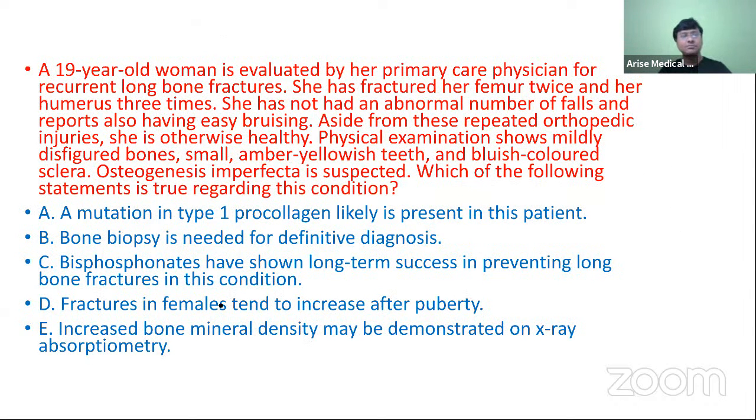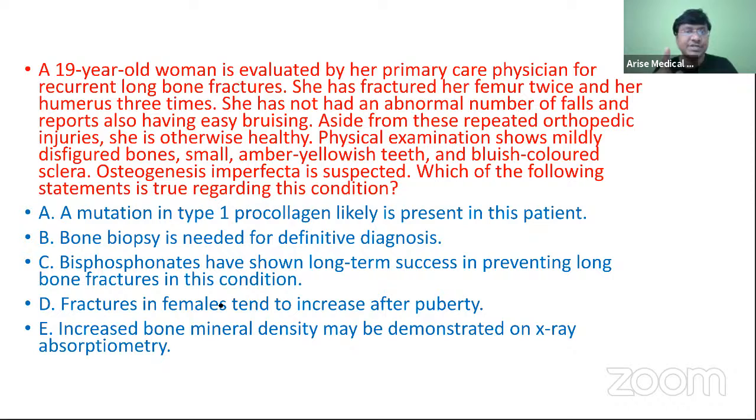So you see this question: a 19-year-old woman with recurrent long bone fractures. Femur fractured twice, humerus fractured thrice. And the other important thing is physical examination shows mildly disfigured bones, yellow colored teeth, blue colored sclera. So the presence of blue sclera, yellow teeth, and recurrent fractures tells you it is a case of osteogenesis imperfecta. And how do you diagnose osteogenesis imperfecta?